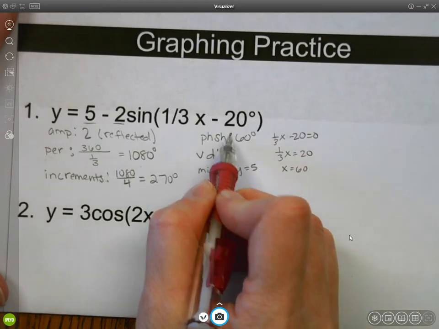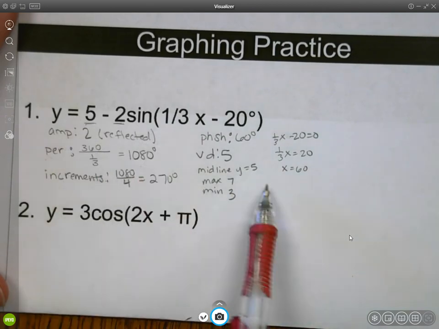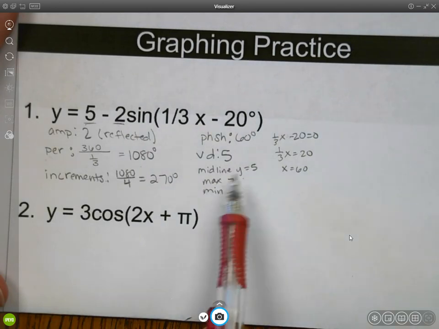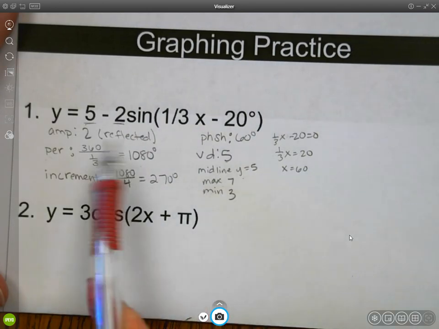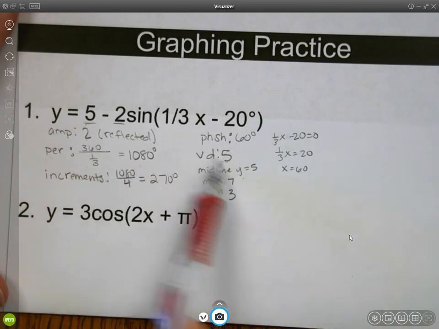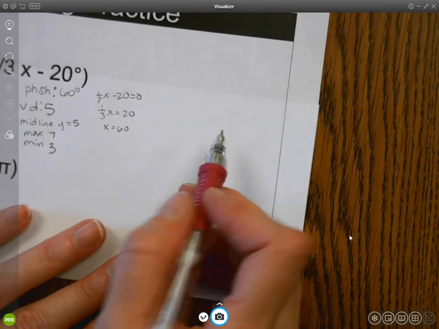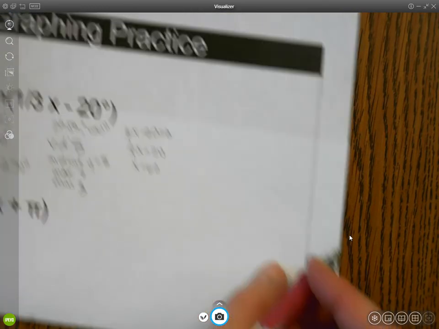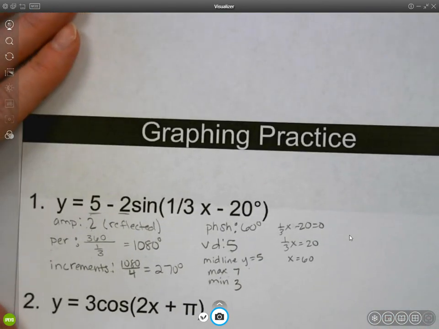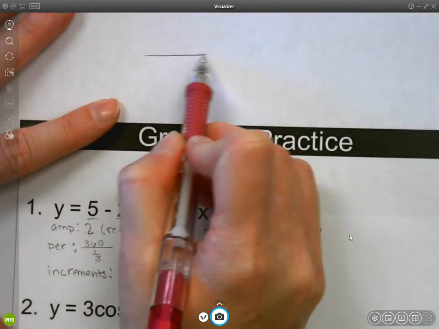Your vertical displacement is this number right here, which is also your midline, just written as an equation. The max is 7, because you do your vertical displacement plus your amplitude. Your minimum is 3, and that's your vertical displacement minus your amplitude. All right, so for a graph of this, trying to see if I can fit it all on the screen. I'll try to graph it up here and try to keep my hand out of the way. We'll see if that works.